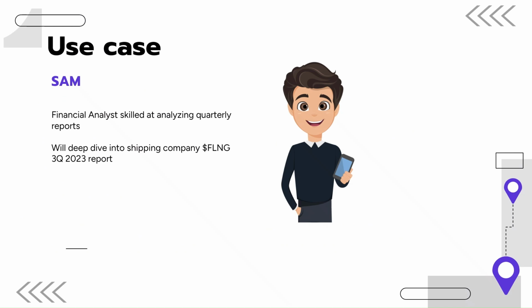In our use case, we're going to build an assistant called Sam, who is skilled at analyzing quarterly reports. We're going to deep dive specifically into a shipping company, FLNG, and their third quarter results. So let's get started.